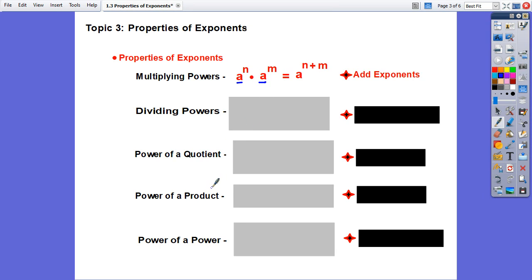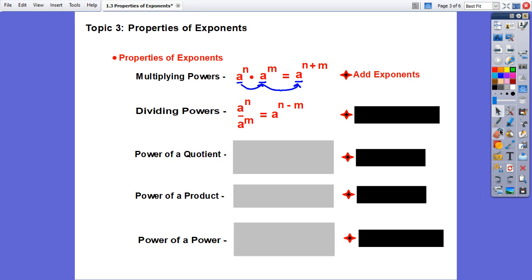So if we're multiplying common bases, notice the base stays the same. The only thing that changes is the exponent becomes the sum of the exponents. So when you multiply common bases, you add the exponents. Base stays the same. Dividing powers, fairly similar. It's going to be similar, but instead of adding the exponents, it'd be subtracting.